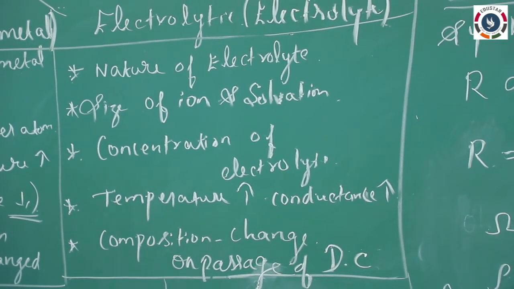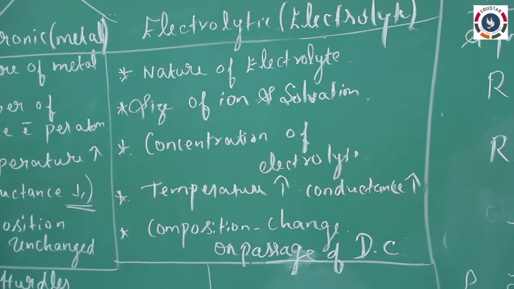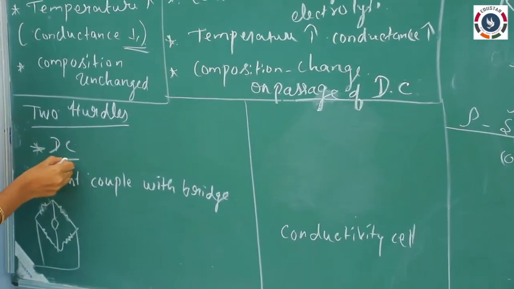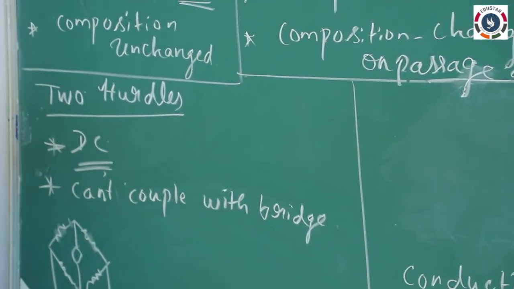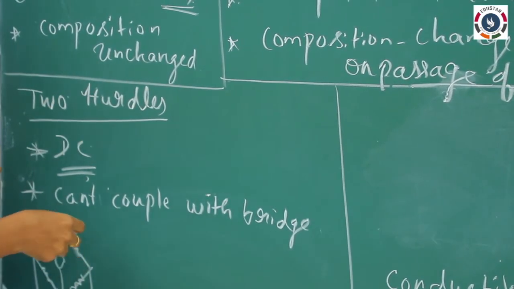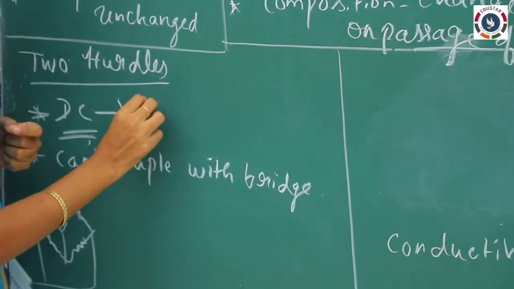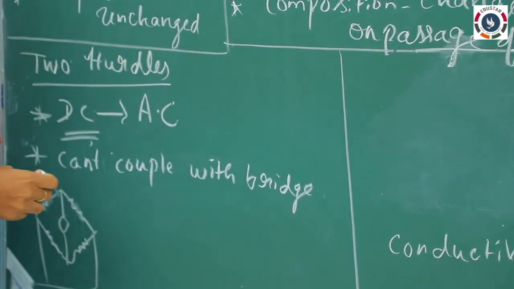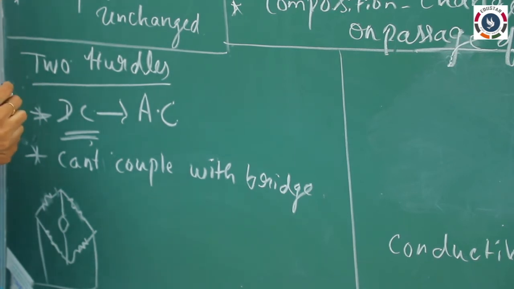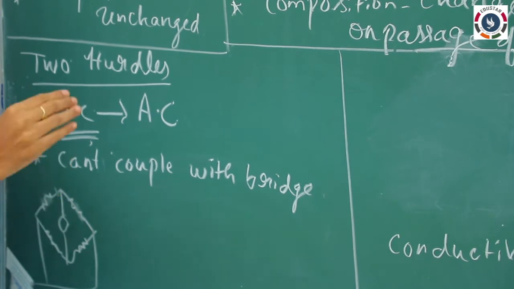In order to measure the conductance, we face two hurdles. What are the two hurdles? One is direct current. If we pass direct current, the electrolyte will surely get decomposed. This problem is rectified by passing alternating current, that is AC, through the electrolyte, and then the decomposition will be stopped.